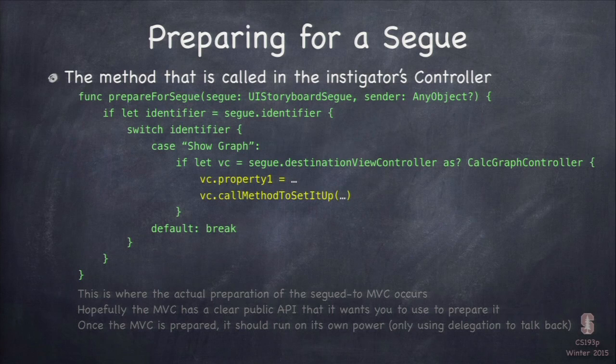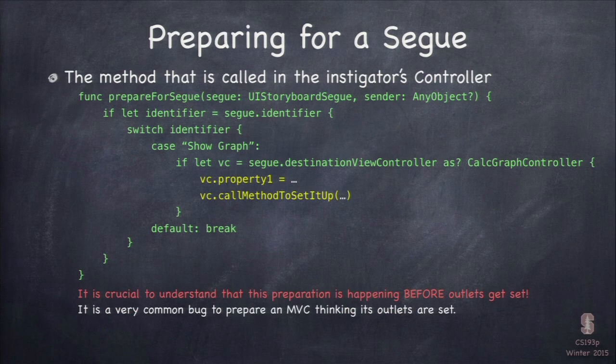Now, I don't put a lot of red on my slides. And when I do, you really should pay attention, okay? Very important thing to understand is when you are preparing that newly created MVC, its outlets have not been set. Remember, outlets are these implicitly unwrapped optionals. We're always kind of expecting them to have been set. Well, this is one case where that's not true. When you're preparing your MVC, its outlets are not yet set.